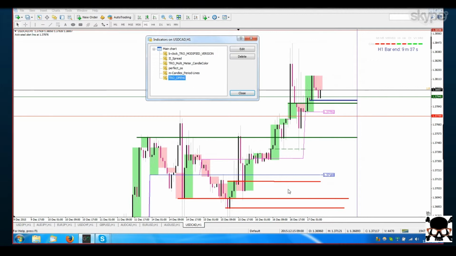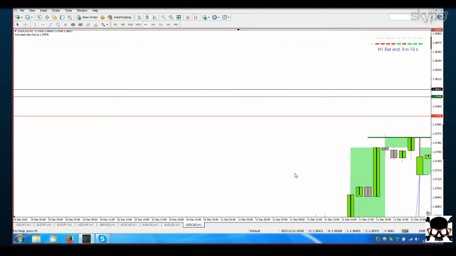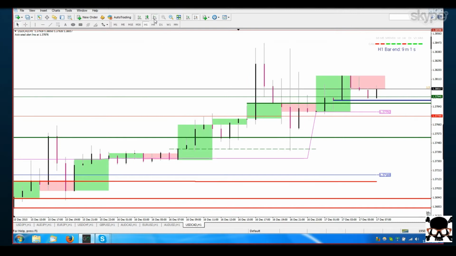Tro opens is the one that puts these lines on the chart. M candle period lines puts the overlays on. I've got that set to 4 hours. Perfect opens just removes the gaps. There's your regular candles. So when you set that up, all it does is take the gaps between the open and close of some of these candles out by having the new candle open at the last one's close.